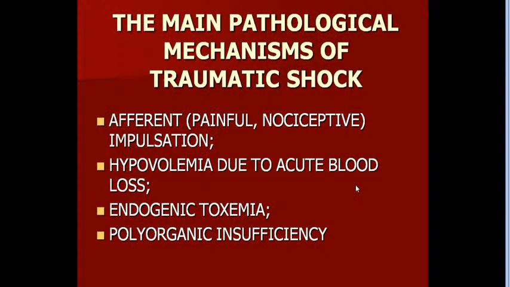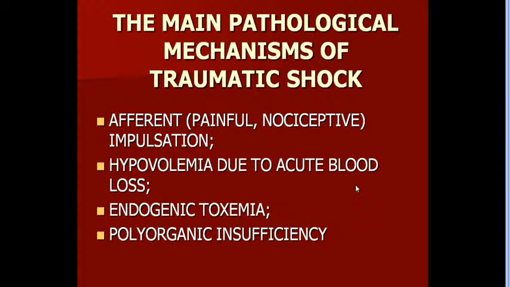The main pathological mechanism of traumatic shock. Without afference, or painful nociceptive impulsation, there is no shock. It is only one key moment at the start of traumatic shock. The next key moment is hypovolemia due to acute blood loss. Next is endogenous toxemia. It's not poison. Look how many roads endogenous toxemia has.